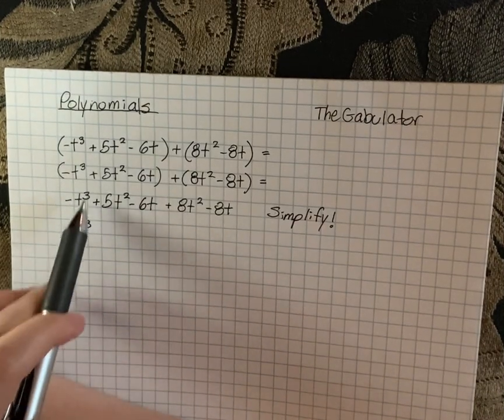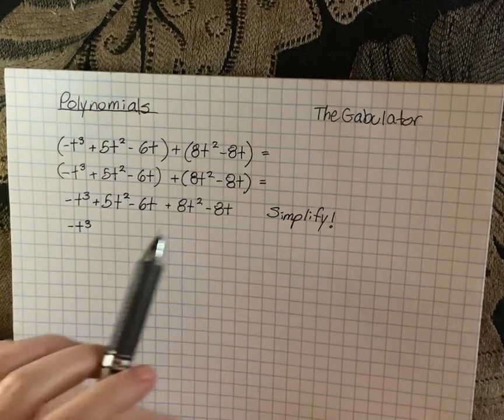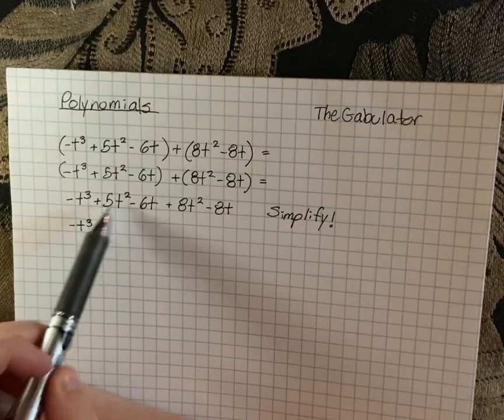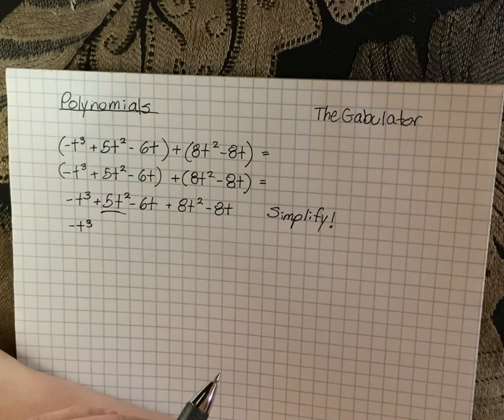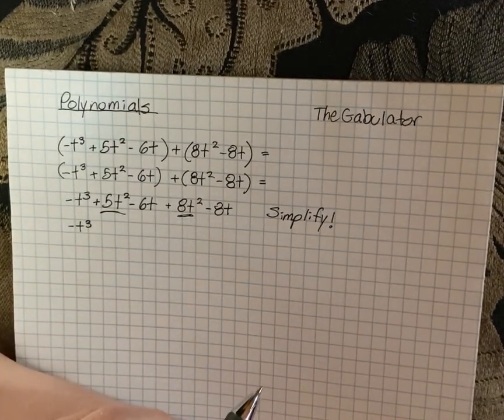All right, so now that we're done with the cube, there's nothing we can do with that. So that one's already simplified. Good job. All right, now let's move on to the next one. We've got 5t squared right here. Do we have another t squared? We actually do. It's right here, and I've underlined them.